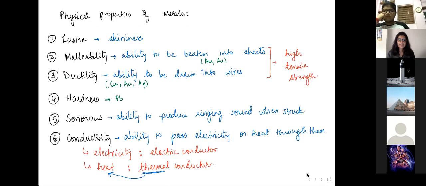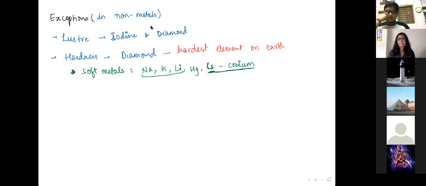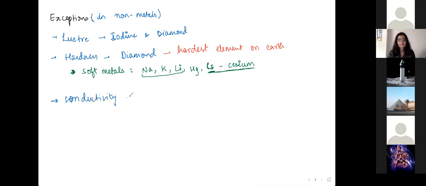Okay, what is the next thing? Sonorous. All metals generally are sonorous; we don't really have any metal that does not show it. Conductivity: is there an exception to conductivity? Any non-metal that can conduct either heat or electricity? Graphite. Very nice, yes. Elementally, carbon is the exception. In the form of graphite, it's a good conductor of electricity.